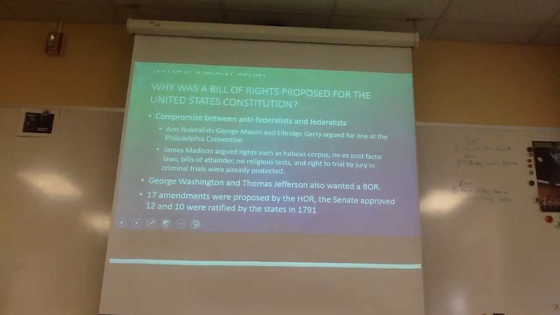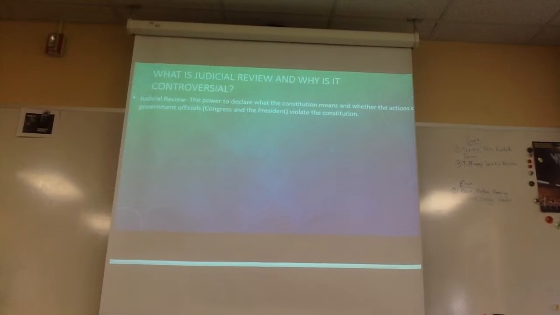All right, moving forward. What is judicial review and why is it so controversial? Well, judicial review is the power to declare what the Constitution means. It also gives the judicial branch the power to determine what acts of Congress and the President violate constitutional rights, which is a lot bigger power than what it seems, because if you think about it, giving the power to say what is constitutional or unconstitutional, they're interpreting the Constitution into their own views, and we'll talk about how that could potentially be scary.